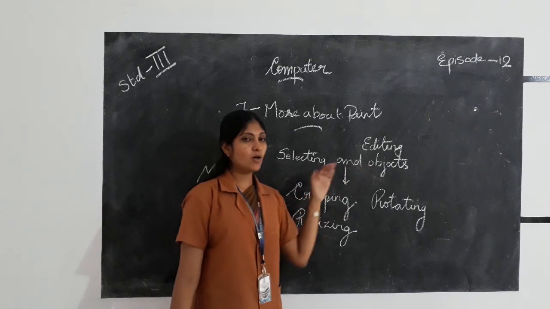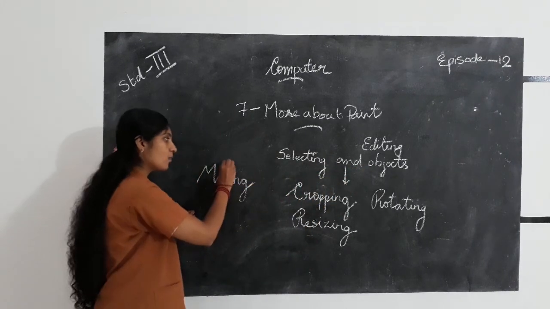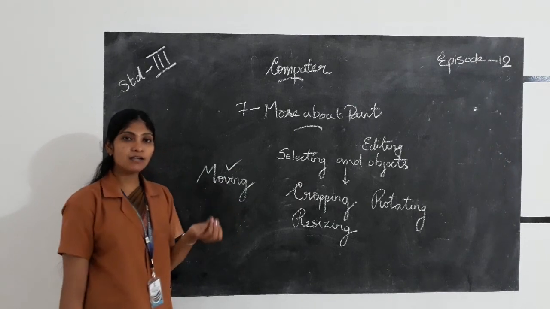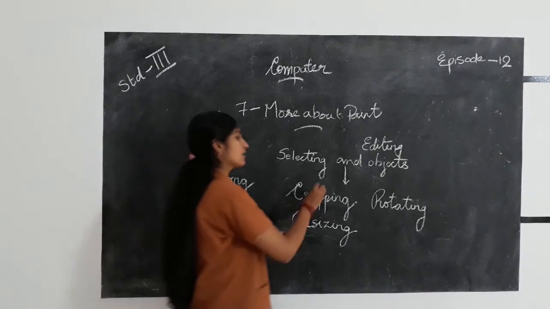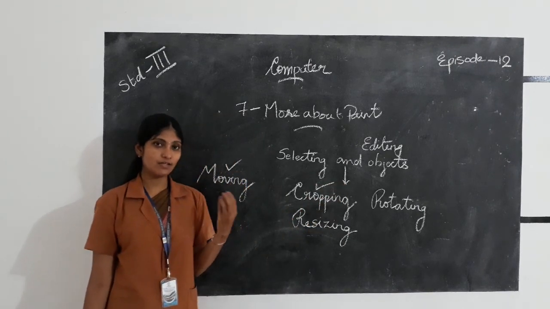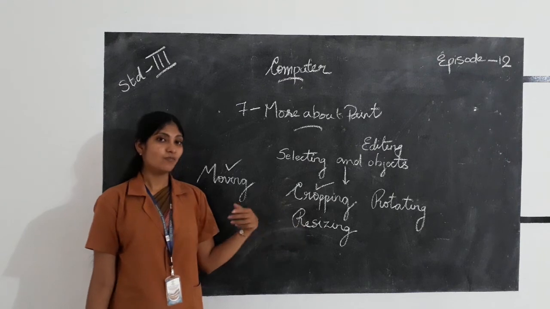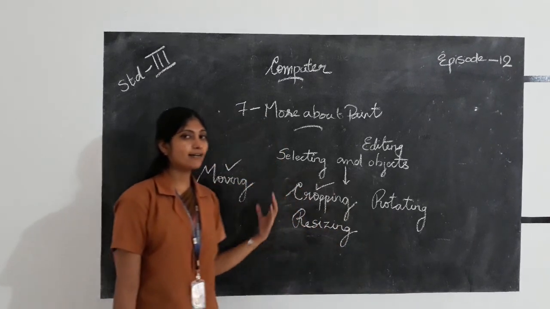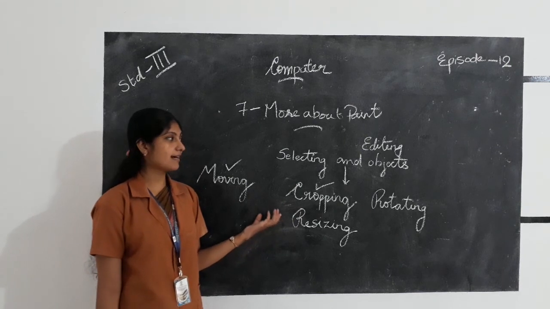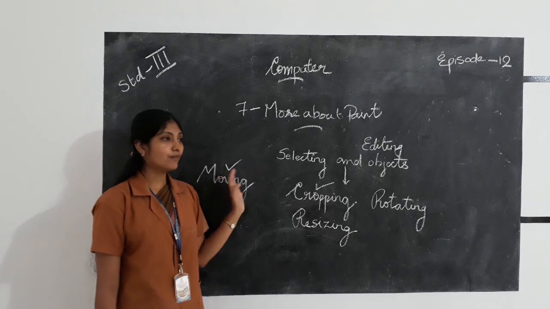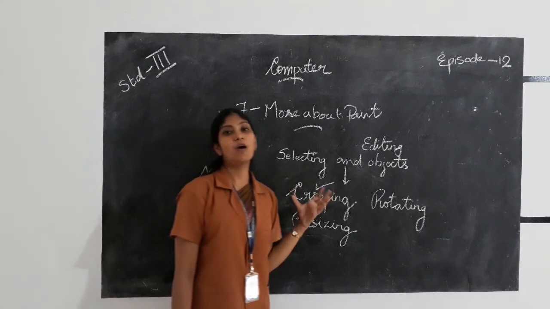Then editing objects means we can move the object, we can move the picture, we can move a part of the picture. Then cropping: we can crop a selected part, we can crop that picture. We can resize or rotate it. So these are the actions under editing objects. Okay, so let's start with our first one, selecting objects.